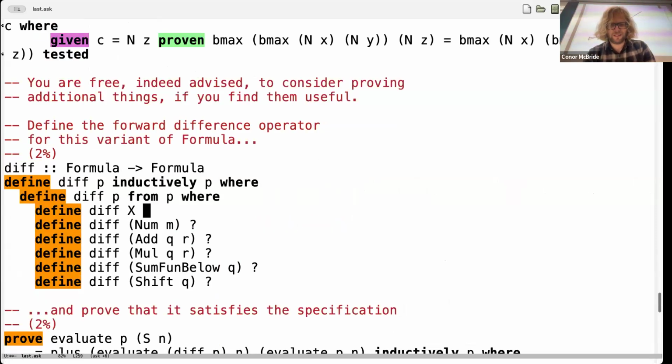So say that this, and it has to be a formula. I can't just say 1 here, that doesn't make sense. But thankfully, we have this num formula, which stands for the number. And if we look at the evaluate of num, it's just going to ignore its argument n and return m, so it's the function that's constantly m. So here I can say num 1, and 1 is s of 0. Is that how we call it?